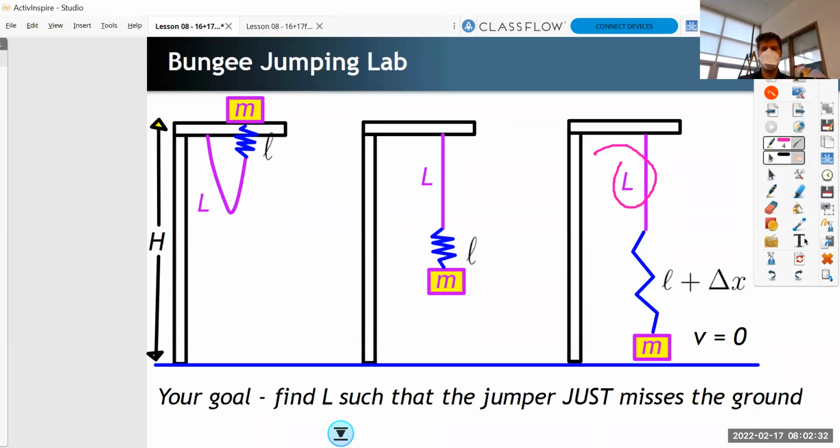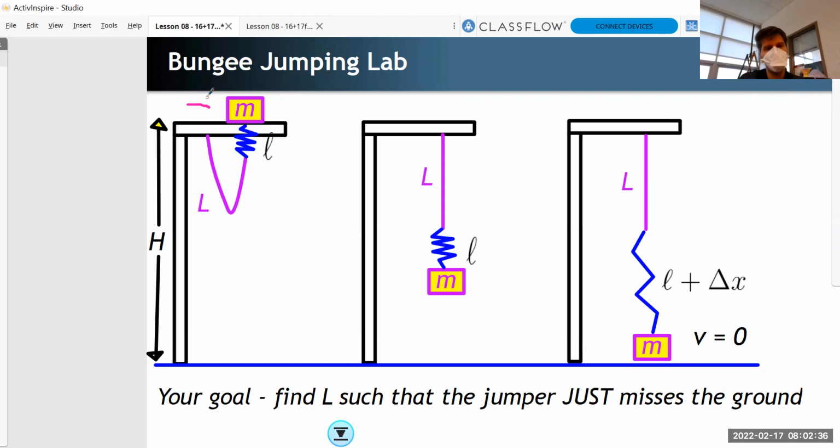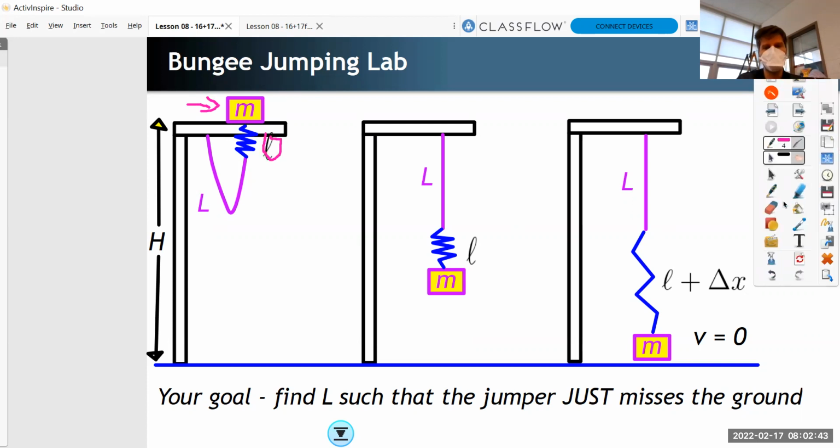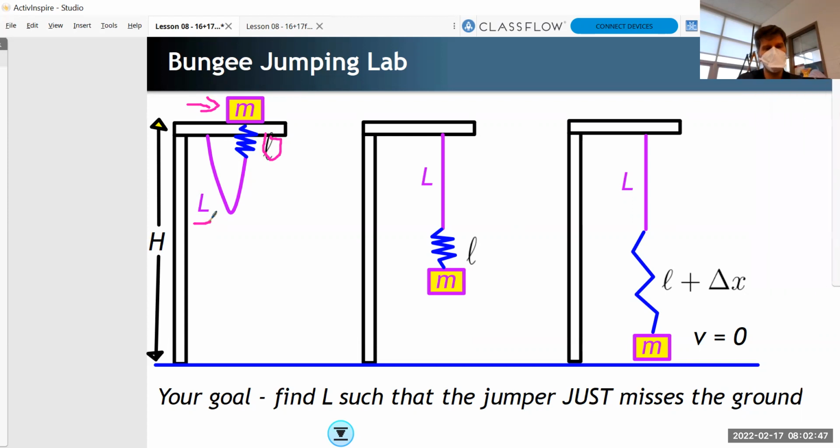So let's talk a little bit about our lab. What we're going to do is start off here with a mass M. That's going to be your jumper. It's going to be attached to a spring. That spring is going to have some natural unstretched length L, as well as a big piece of string. And we're going to start at some total height h. You can in fact see the orange bucket with the platform right in the front of the class.